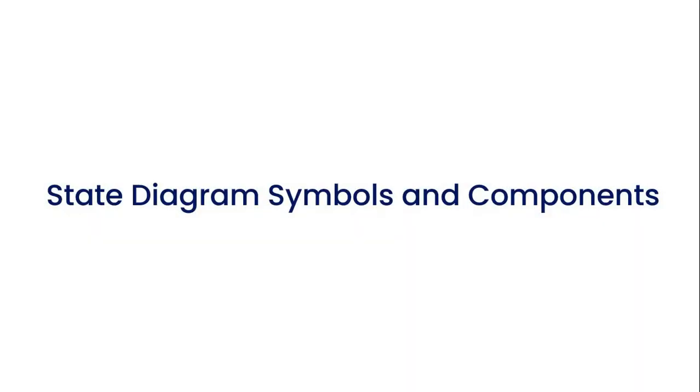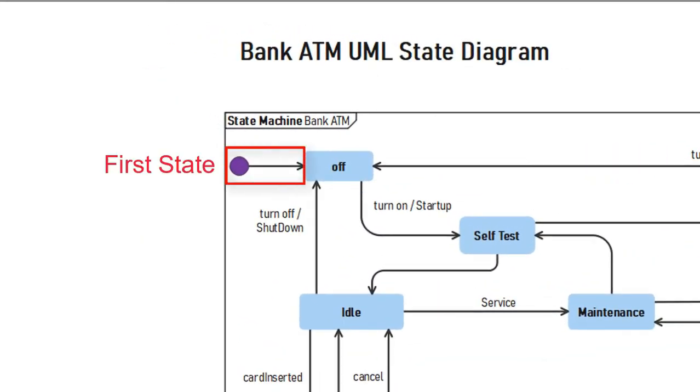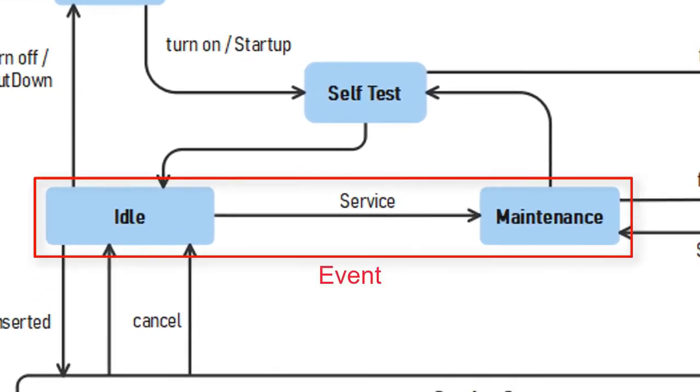Now let's see the state diagram symbols and components. The first symbol is first state, which is the first state in the process, represented by a dark circle with transition arrow. The next one is event, an instance that triggers a transition, labeled above the applicable transition arrow.